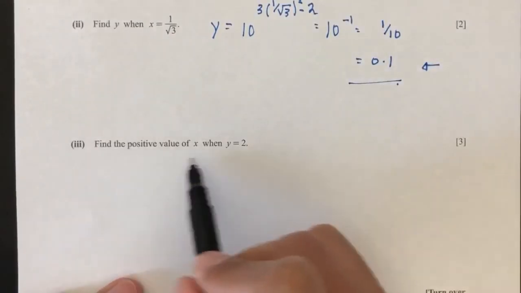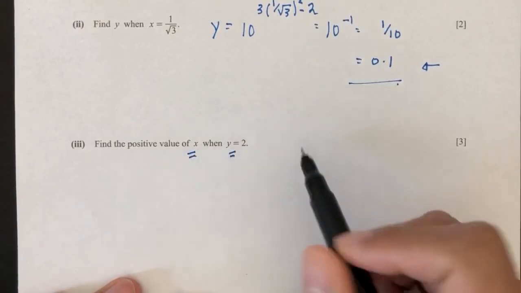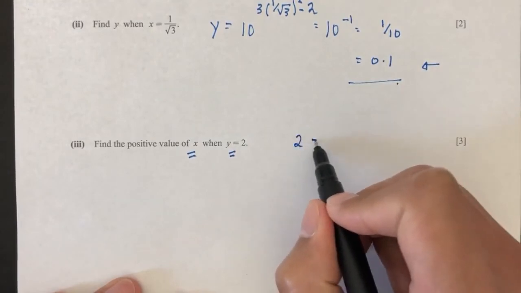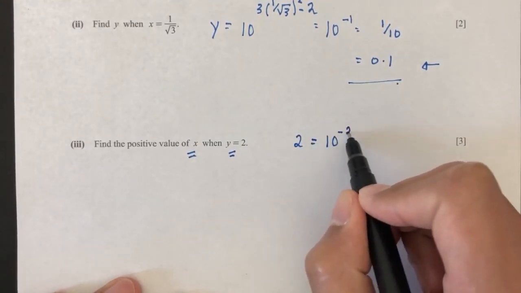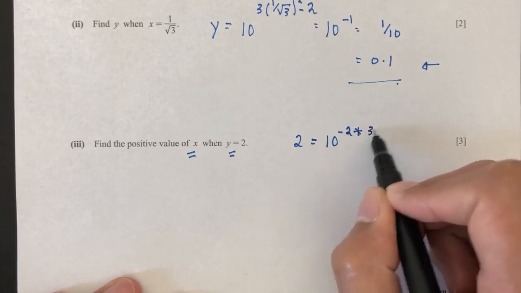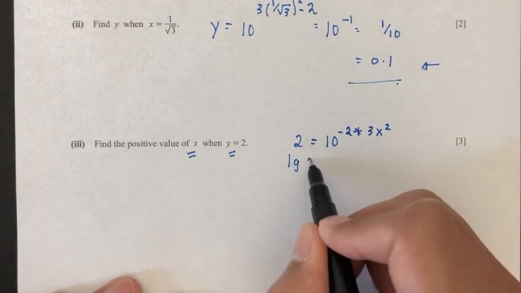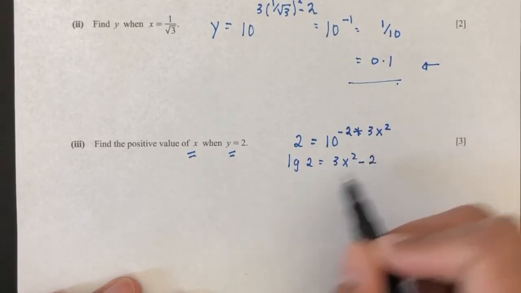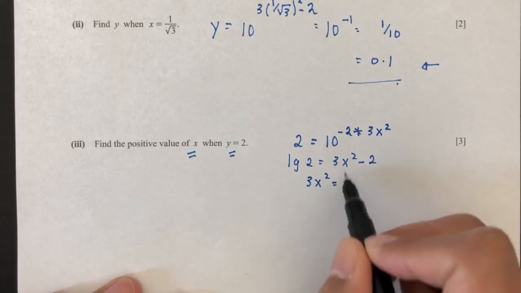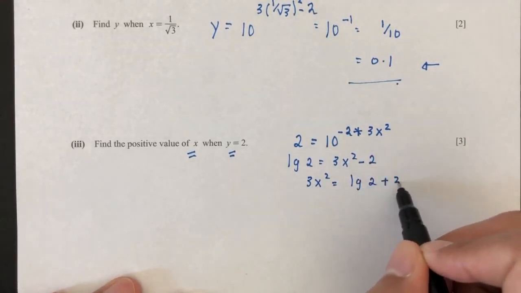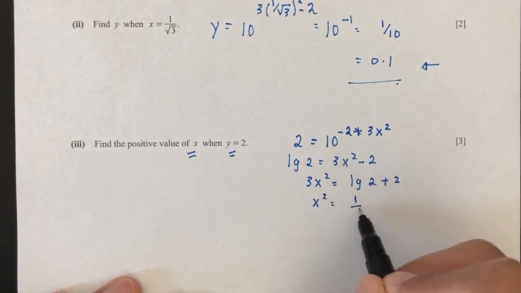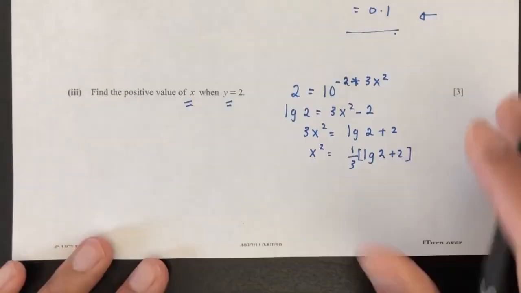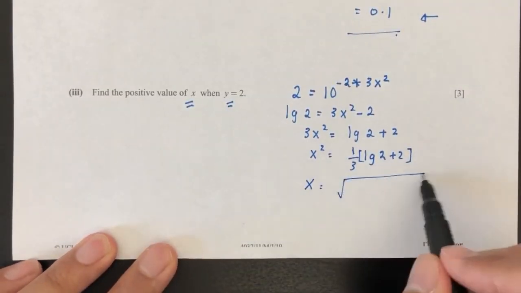Now part 3, find the positive value of x when y equals 2. So y is 2. That will be minus 2 plus 3x squared. That will be log 2 equals 3x squared minus 2. So 3x squared is equal to log of 2 plus 2. x squared is 1 over 3 times log 2 plus 2. Now x is the square root of this.